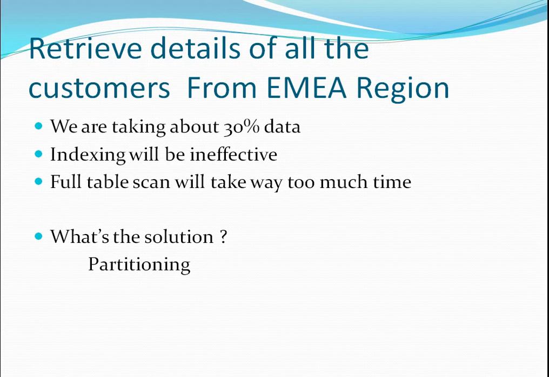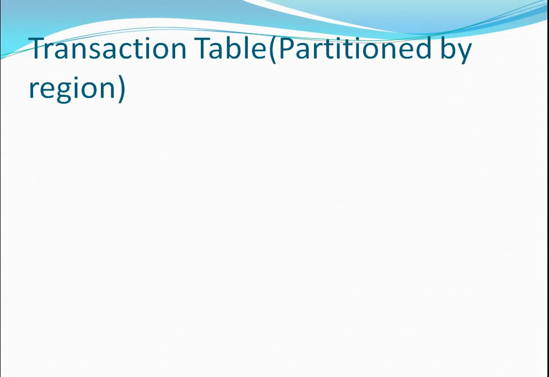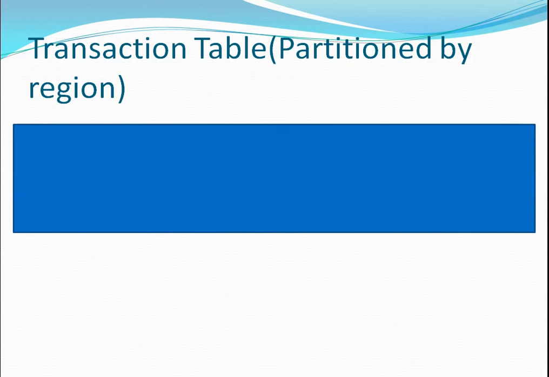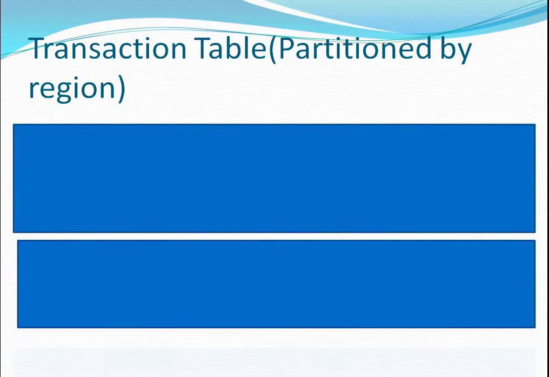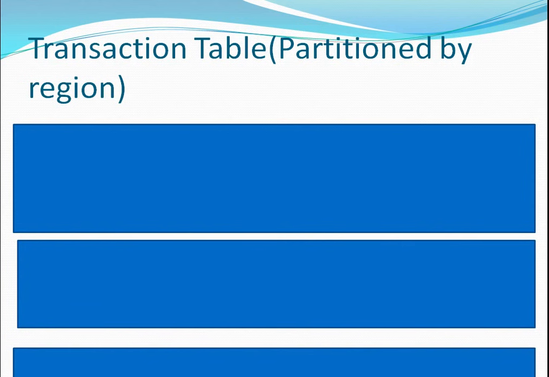So I'm going to partition this transaction table on the basis of region, and we will see what happens when I create that partition. When I partitioned my table by region, it created 3 different storage spaces, and these are called segments. For each partition, it created a different segment. That means there is a clear differentiation of where the data is stored based on the region.